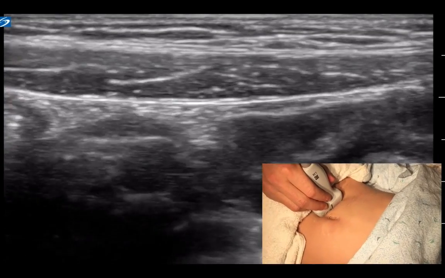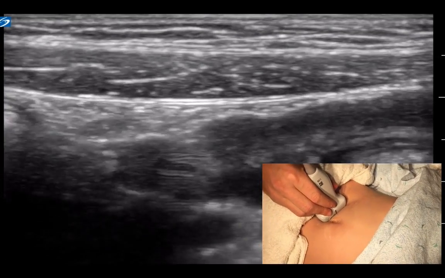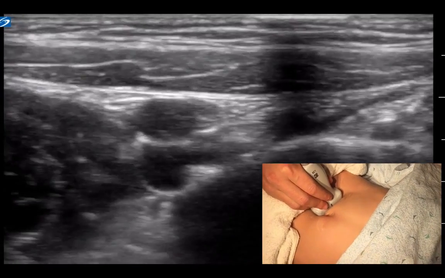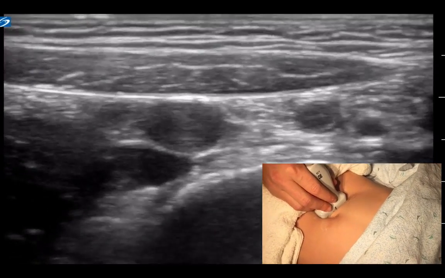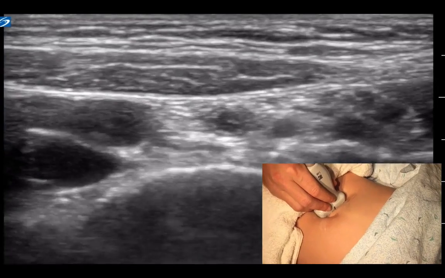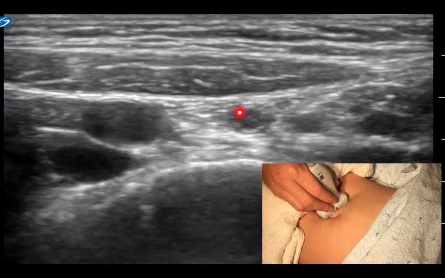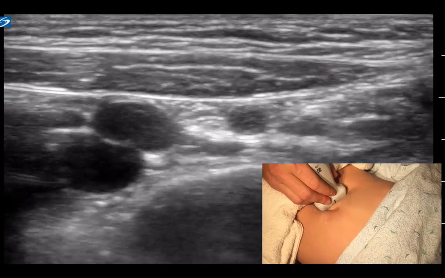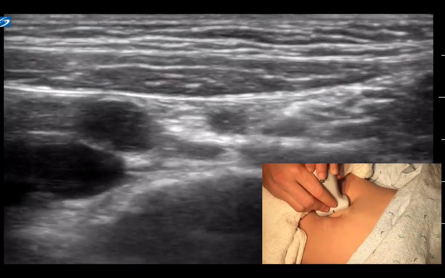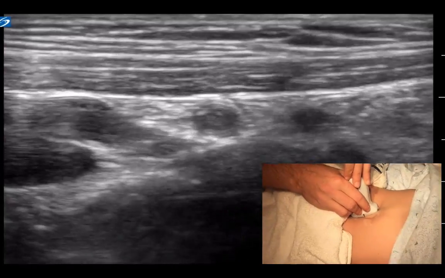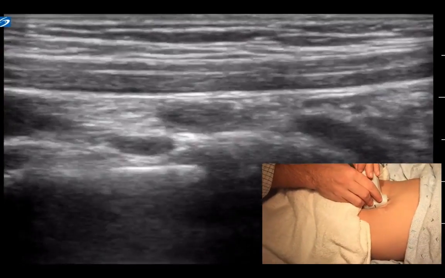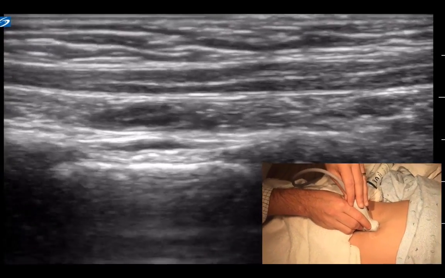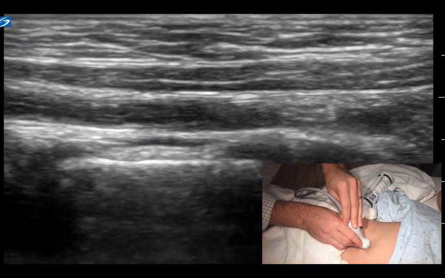Now again, we're going to employ some graded compression. And we see how well that brings our tubular non-compressible structure back into view. When seeing it in its target form, it should rotate on it 90 degrees and it should become a tube. For novice sonographers, this is much easier using a two-handed technique to rotate the probe and to see your structure going from a target to a tube.